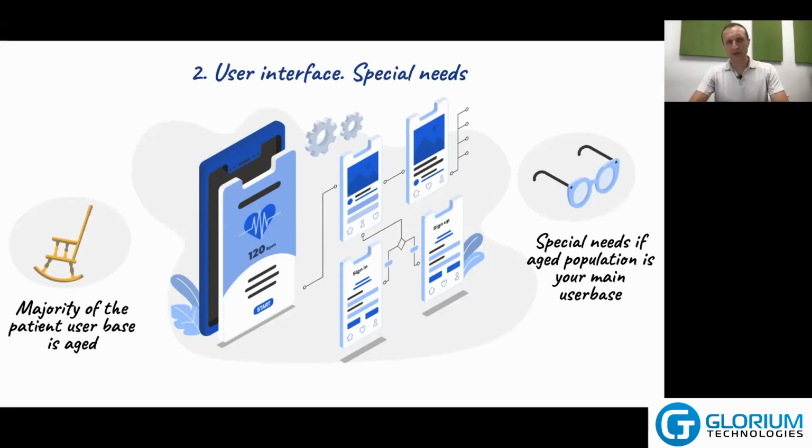And if we continue over here with the user interface, I also saw that sometimes it's even funny, but people forget, especially if you're targeting patients, people forget about their user base as patients.